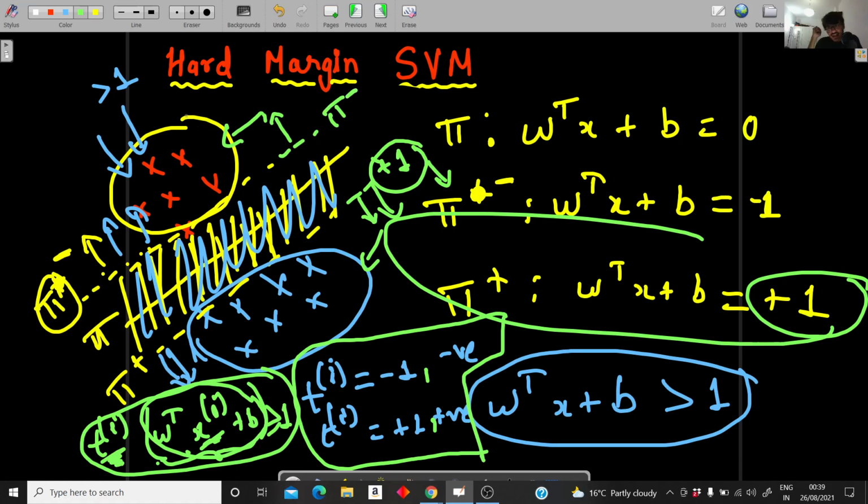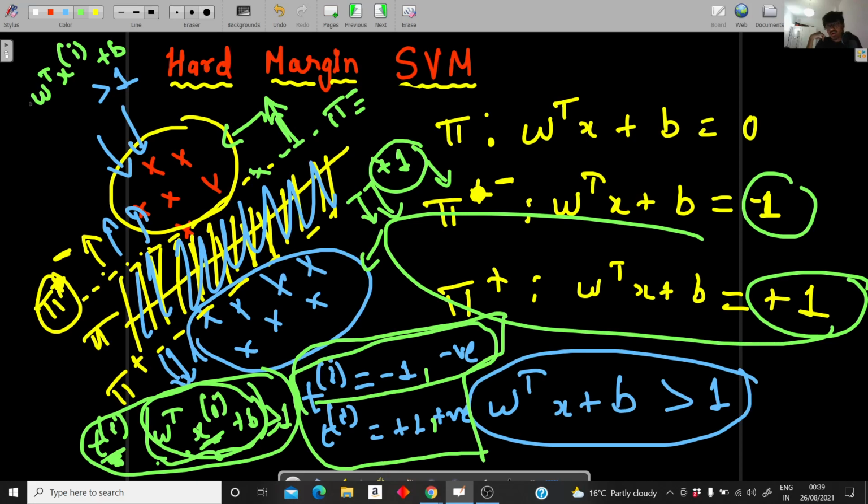So here what I can say is that my W transpose Xi plus B will be negative, and obviously less than -1, because this plane has the value -1. All the points on the plane will have -1, and on this side of the plane the values will be even less than -1, -2, -3 and so on. But we already defined Ti for negative instances as -1. So anything multiplied by -1, we already have this negative value and we are multiplying with -1, so at the end it will be a positive number which is greater than 1 in magnitude.